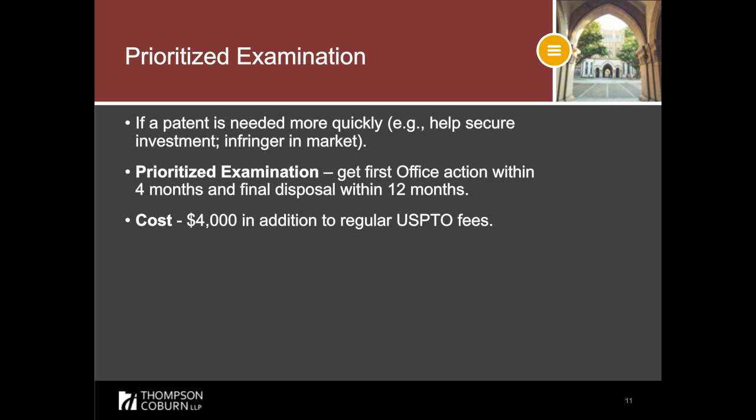Sometimes there's a need to get your application allowed quicker, and there is a procedure for that called prioritized examination or Track 1, and you can get basically a decision within 12 months. But you have to pay a fee, which in the USPTO is $4,000. But I've had success doing that. It's a pretty good process if it's needed.